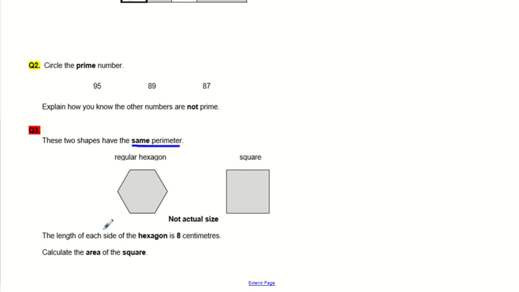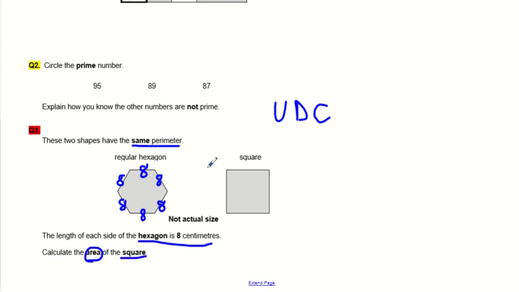Okay, the length of each side of the hexagon is 8 centimetres. So that means, and again, I'm using UDC, I'm underlining and understanding, I'm drawing or doing a jotting, and then I'm going to calculate. So if each side of the hexagon is 8, I'm just jotting that on now, so that's the information I've been given. And I need to calculate the area of the square.